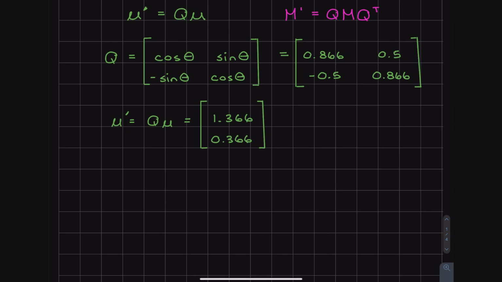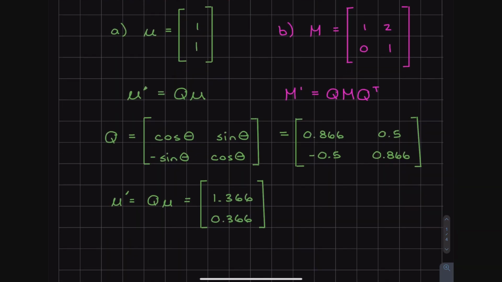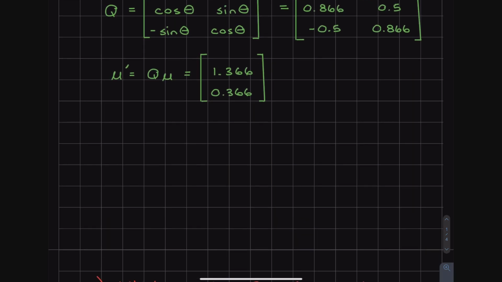All you had to do is throw in numbers to find Q, and then multiply Q times your U to find U prime, which is part A of the question right here. So now, the second part, which is new to this quiz, which we didn't do in quiz number 7, is we need to find the matrix components.